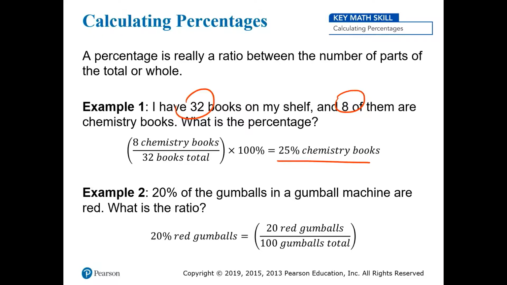In cases where you're given a percentage, on the other hand, you can assume that the total is 100. For instance, if you know that 20% of the gumballs in a gumball machine are red, what does this really mean? You may not know how many gumballs are actually in the machine in total, but you do know that for every 100 gumballs there are, 20 of them will be red.